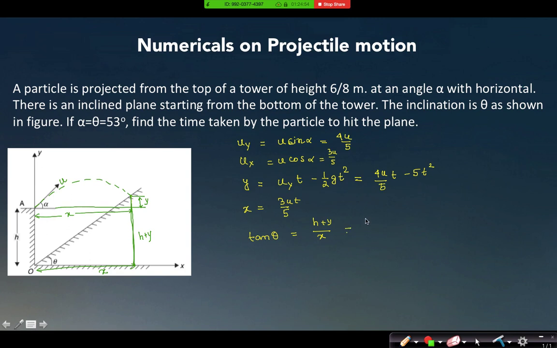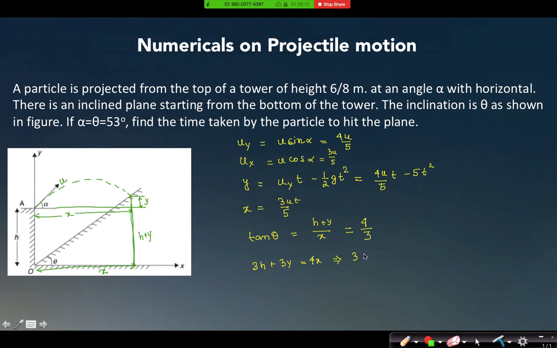And what is tan theta? As theta is 53 degrees, tan theta is again 4 by 3. So I will use this equation: 3H plus 3Y equals 4X.